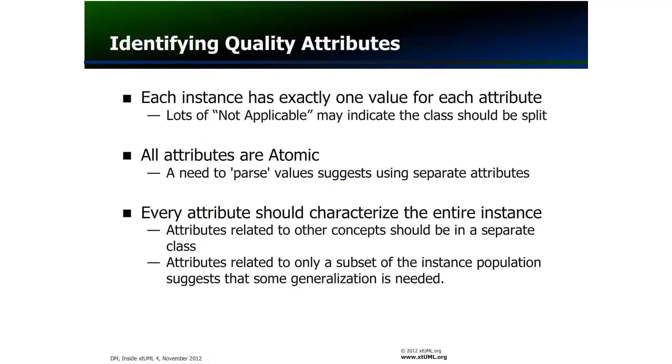To further improve the quality of the attributes, I have found the following recommendations to be helpful. First, all attributes should be atomic, rather than a combination of attributes. Secondly, each instance of a class should require all attributes to be given a meaningful value. Lastly, each attribute should relate to the entire class and not just a portion.